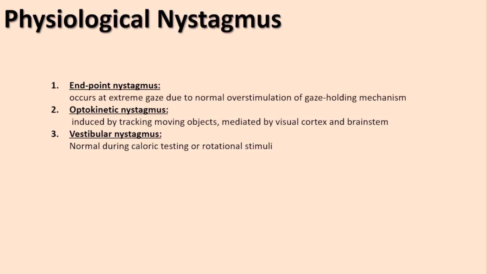It has some clinical significance. For example, pathological vestibular nystagmus is often associated with vertigo and nausea, and the direction of the nystagmus helps to localize the lesion. So we can have central with vertical nystagmus or peripheral with rotary nystagmus.